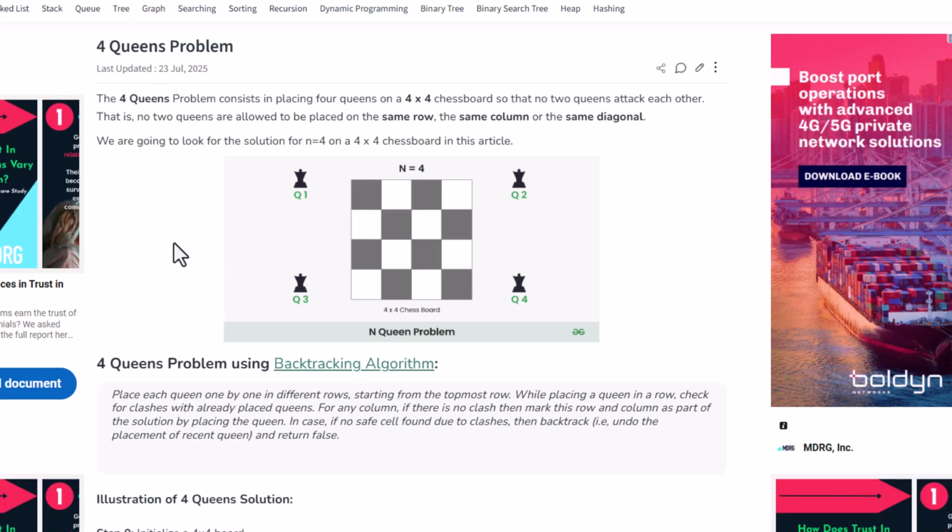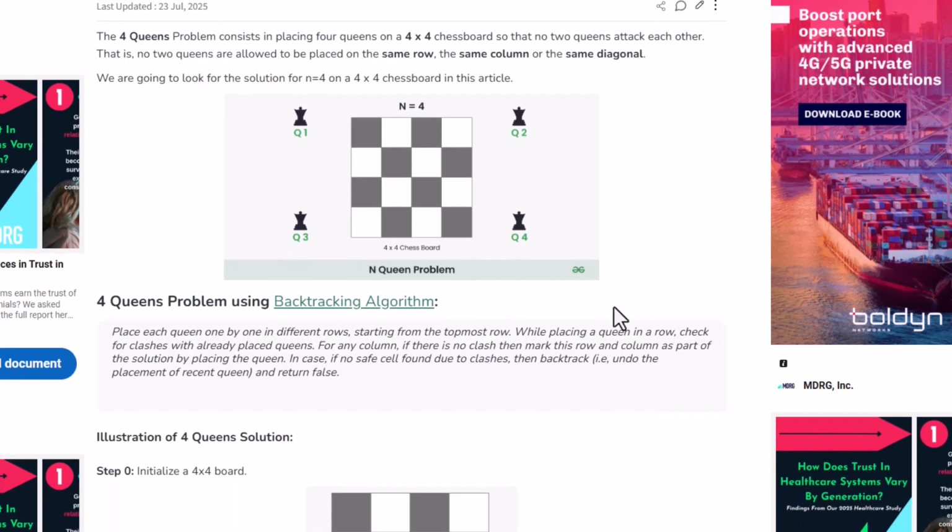This is a reasonable discussion of it, and it also has the artwork, so it's nice, with a whole lot of ads. So the 4 queens problem, again, is placing 4 queens on a 4x4 chessboard so that no queens attack each other. Okay, we know how they attack.